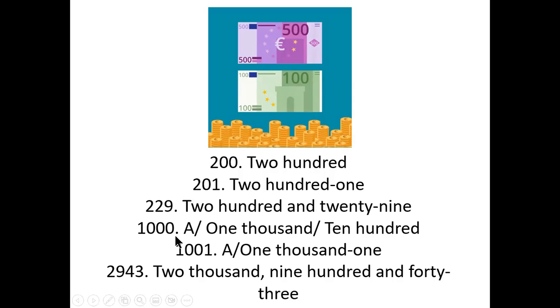1,000. You can say one thousand or a thousand, both are possible. 1,001, 1,002, 1,003. If you multiply 10 by 100, it becomes 1,000. So you can say 1,000 as well.